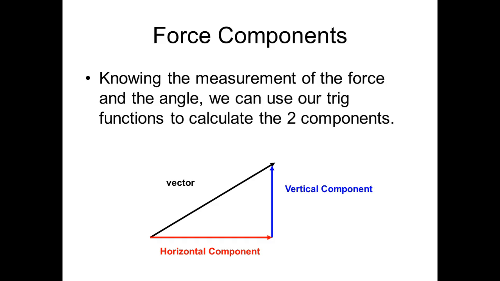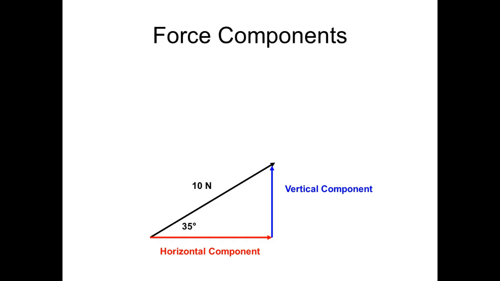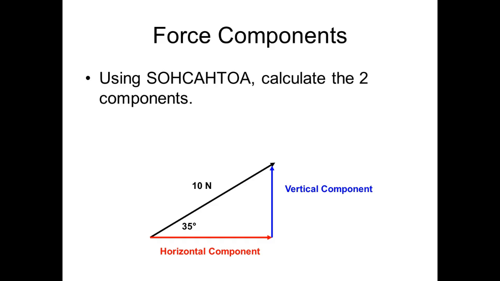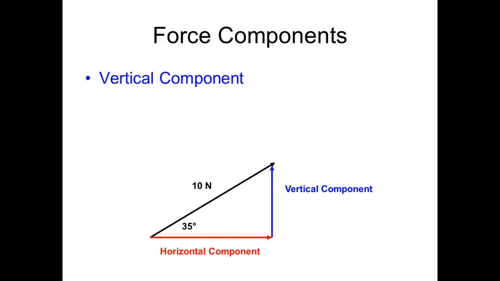Knowing the measurement of the force and the angle, we can use our trig functions to calculate the two components. So if we are given that the angled force was 10 newtons and applied at an angle of 35 degrees, we could find either the vertical or horizontal component. All you need is one side and one angle of a triangle in order to solve for any other side. So we'll use SOHCAHTOA to decide which trig function to use. We're solving in this case for the vertical component first.